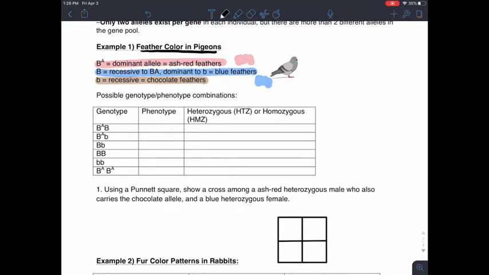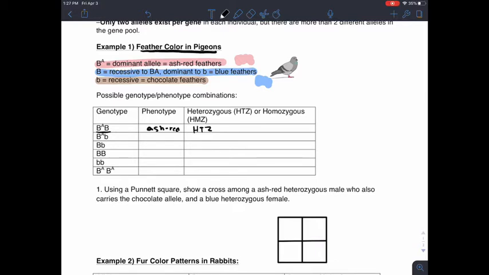So the first genotype is BAB. So that would be ash red feathers to blue feathers. So the phenotype would be ash red, and it would be heterozygous. It's ash red because the BA is dominant to the B.